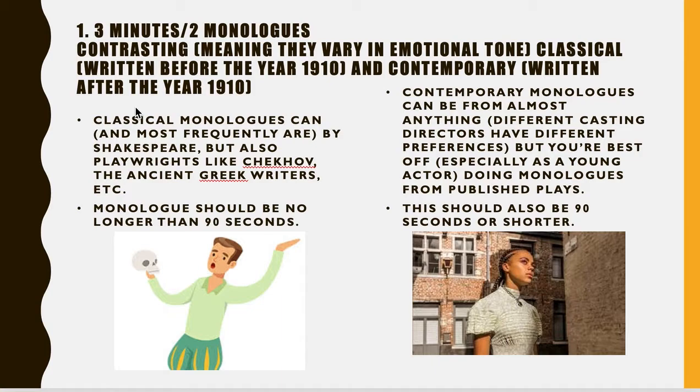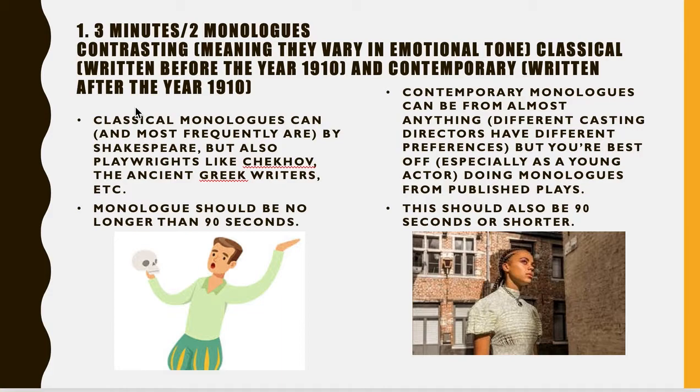First, the 3 minutes, 2-monologue audition. It's contrasting, meaning they vary in emotional tone. Classical, written before the year 1910, and contemporary, written after the year 1910. So, if I put all that together, 3 minutes contrasting contemporary classical monologues, that's this audition. It's the most common kind of audition, especially for the theater.